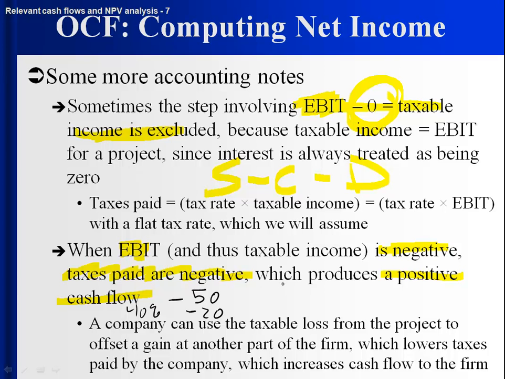And one way to think about it is suppose over here at another part of the firm, they made $50. They had a taxable income of 50. Well, 40% means that they would have to send a check for $20 off to the government. However, because of this loss, they offset each other, so the firm's total taxable income is 0. Nothing goes, so because of the loss, taxes went from 20 to 0, save $20 in taxes, and that has a nice positive benefit.